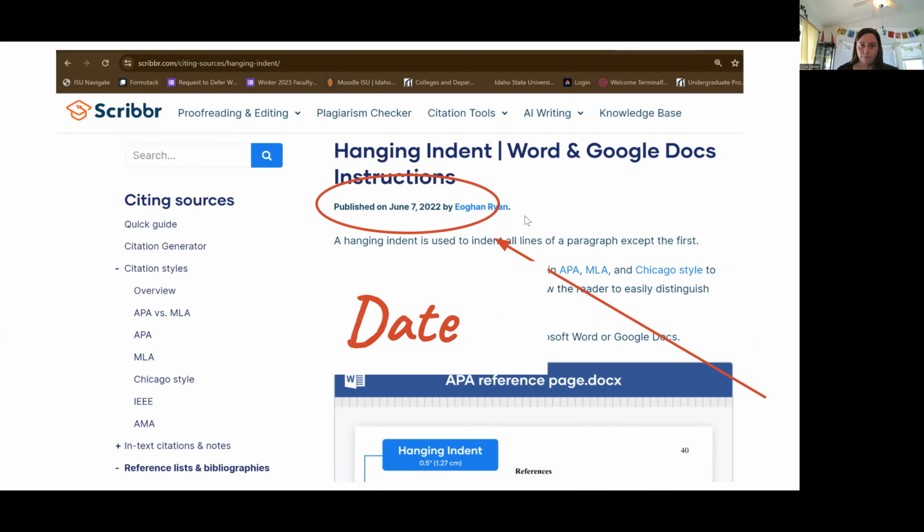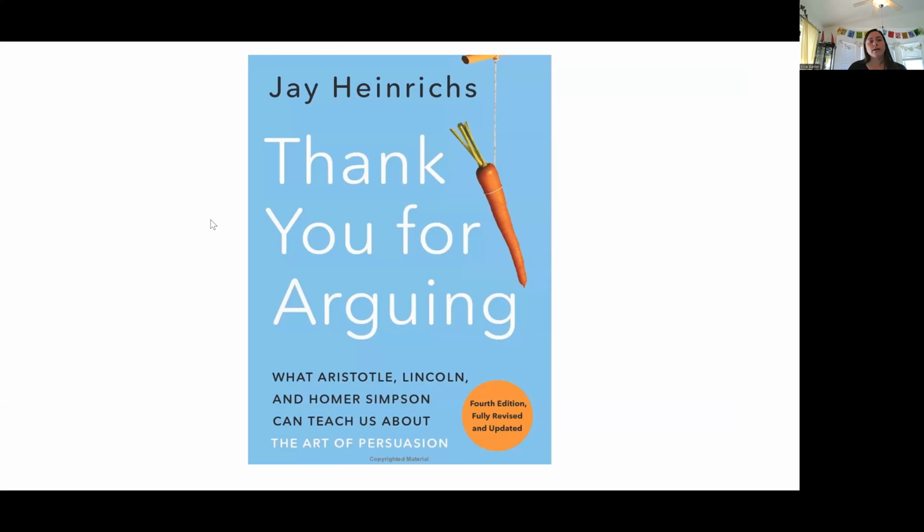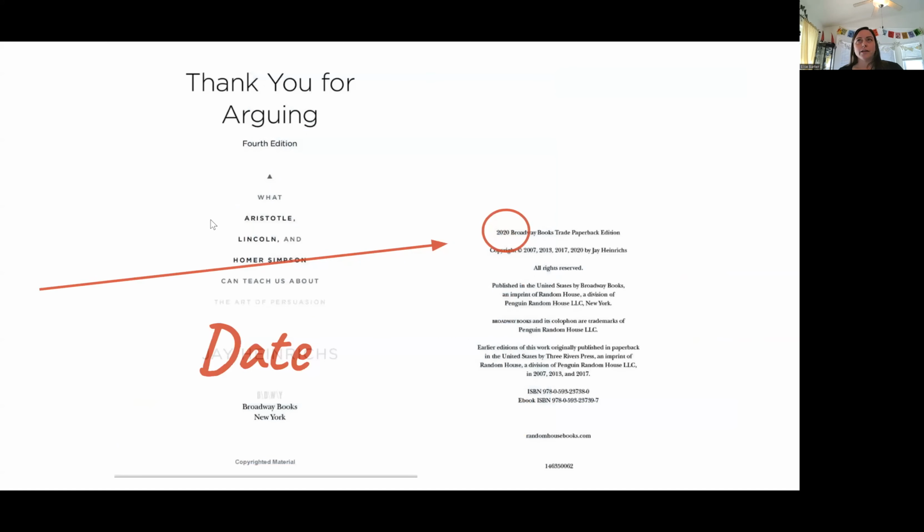Here, you look at this, you can see that it's not in the proper order, so I had to rearrange it when I set up my citation. And then I added my comma and a URL.